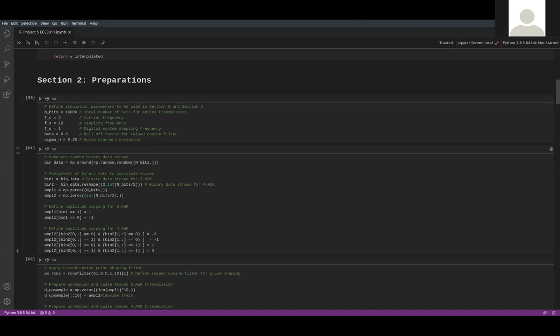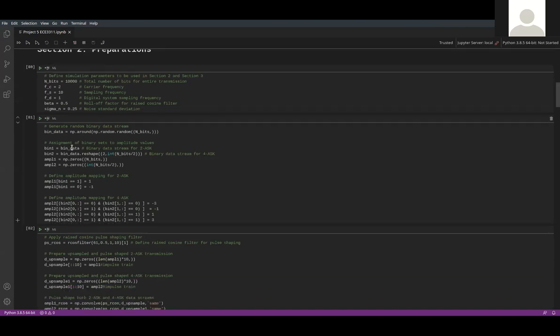So let's check it out. I think this probably explains a lot better than the tech stuff that I just went through. So first things first, create the binary data. All right, then what I do is I take the binary data and I manipulate it. So the same 10,000 bits, I make 2-ASK. What does that mean? 1 bit equals 1 symbol. Okay, awesome sauce. In 4-ASK, 2 bits represent 1 symbol.